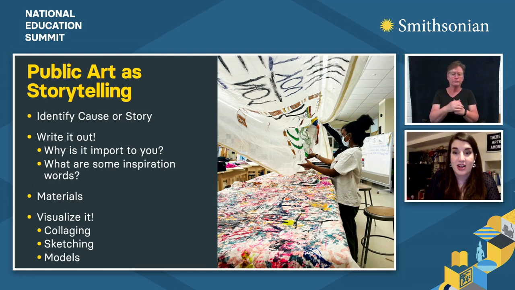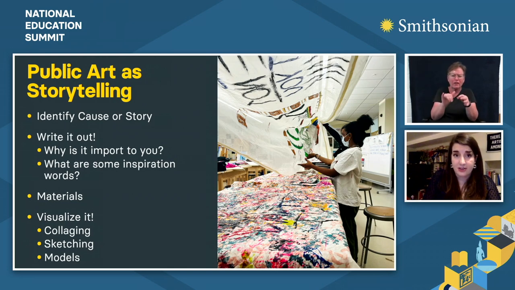So after you've identified your cause or story, next you gotta write about it. Why is this cause important to you? What is the history of it? What are some aspects that people might find surprising? What is surprising to you about it? What are 3 to 5 words that you could use to describe this cause? How would you explain this cause to a friend?